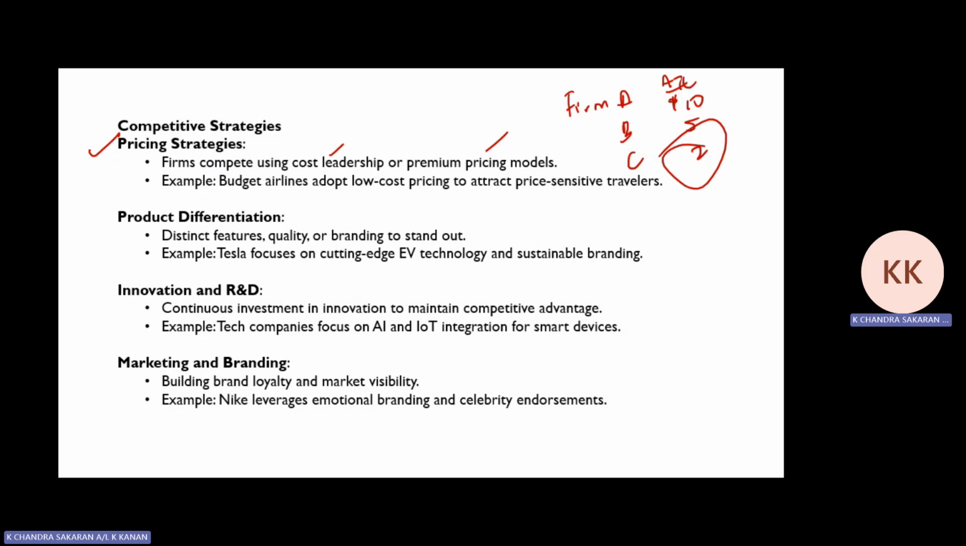Firms compete, for example budget airlines adopt low cost pricing. For example, like Air Asia. Vietnam also has its low cost budget airline. What do they call it? Vietjet, correct? That is low cost in airline. For them, pricing is very low, and when you go into the airplane, it's very basic, not so comfortable seating. But if you go premium pricing airline, they have business class and so on. Business class, they charge you very high. Economy class, different charges.